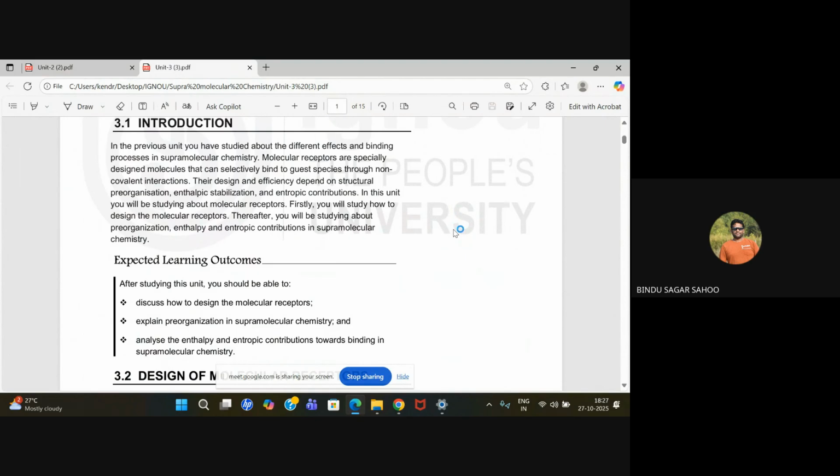The design or efficiency can depend upon a few factors. The first one is the structural pre-organization, then the enthalpic stabilization, and the entropy contribution. We need to look after these factors also. After binding, a good amount of enthalpy must be released, the entropy contribution should be positive, and they must make a structural fit between the guest and host. So these are three very important factors before designing a particular molecular receptor. Okay.